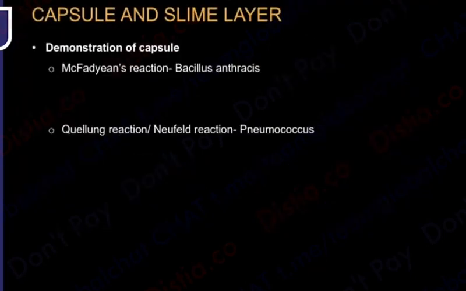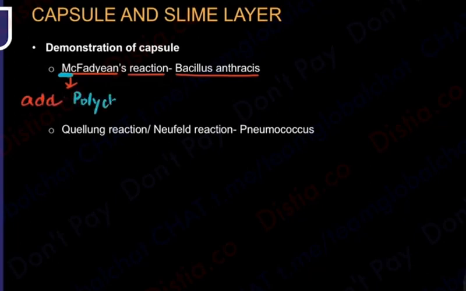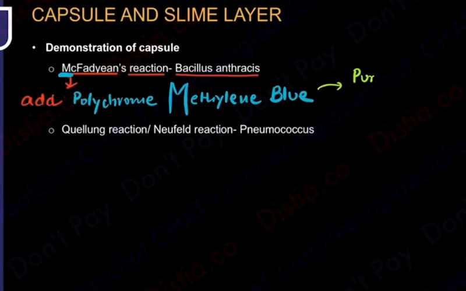So now when you're talking about this, how do I demonstrate? There are two very important tests in microbiology that you study, Mecfedian and Quellung, and I'll give you mnemonics for it. For example, you want to do Mecfedian's reaction for a capsule of Bacillus anthracis. What will you do? You will take the bacteria and add a stain. Think Mecfedian, M wala stain. You will add polychrome methylene blue, because blue color means I'm going to get something blue out of it. It's going to give a purple color around the capsule.